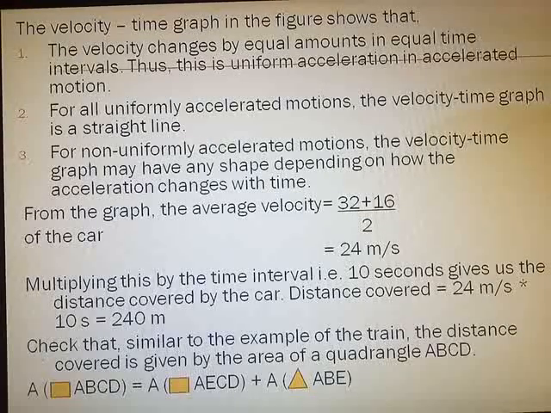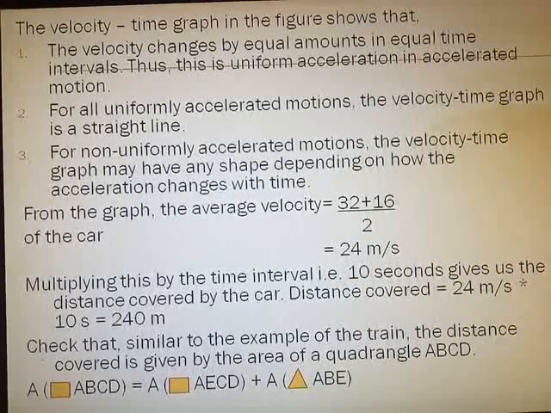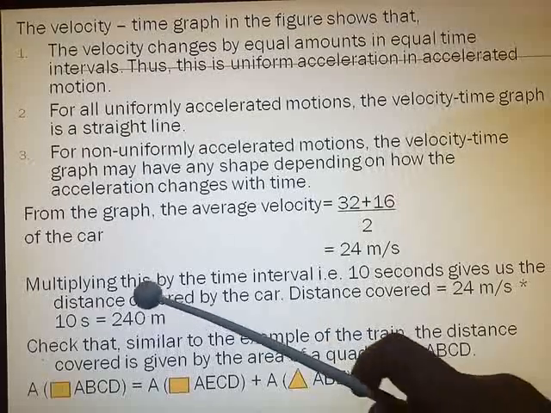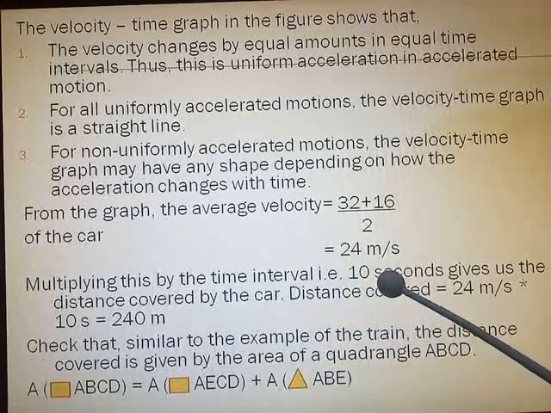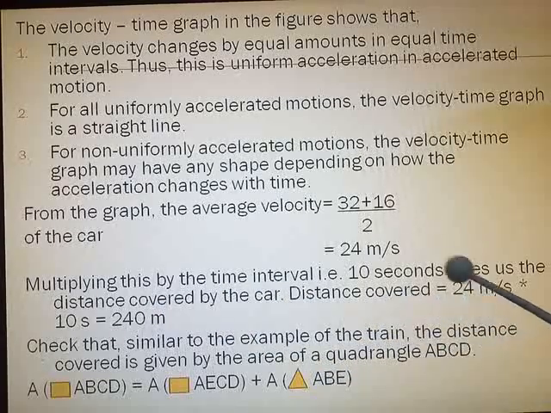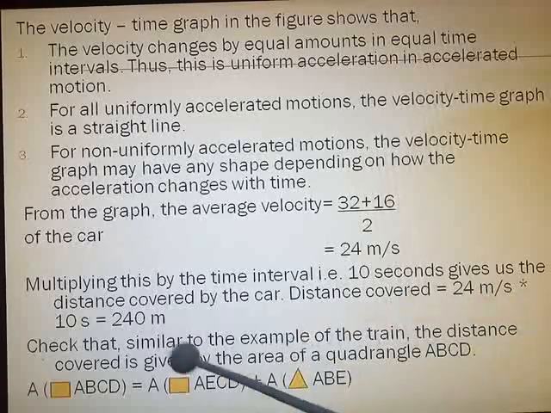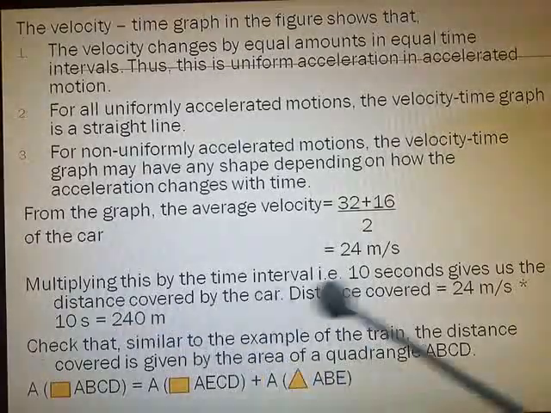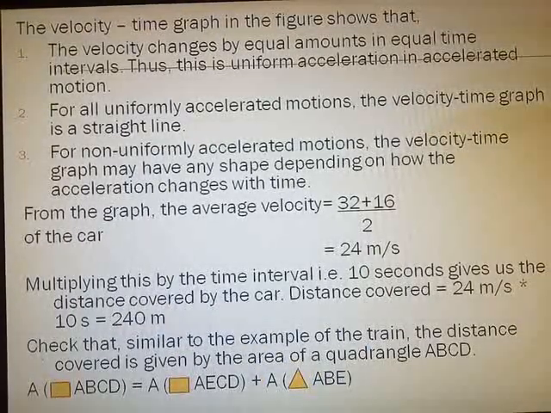If you want to see the clear graph, you can see it on page number 7 in your textbook. You can see there the velocity is 32 and 16, so both should be added and divided by 2 to get the average. You know average means adding both values and dividing by the number of observations. Multiplying this by the time interval, that is 10 seconds, gives us the distance covered by the car. So distance covered is 24 meters per second multiplied by the time interval of 10 seconds. 24 multiplied by 10 comes out to 240 meters.